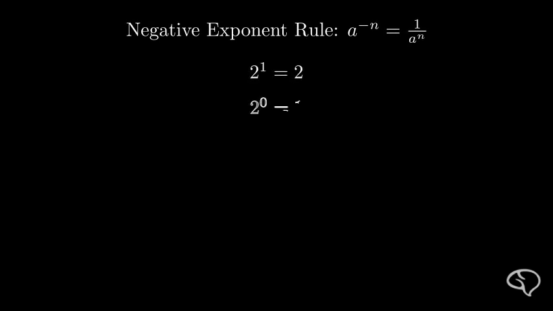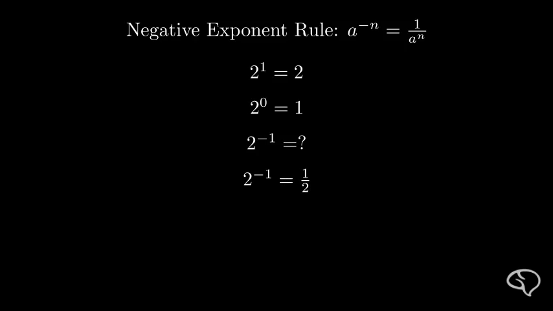This rule states that a base raised to a negative exponent is equal to the reciprocal of the base raised to the positive exponent. Let's extend our pattern of powers of 2. We have 2 to the 1 is 2, and 2 to the 0 is 1. Following the pattern, we divide by 2 again. 1 divided by 2 is 1/2. So 2 to the power of negative 1 is 1/2.